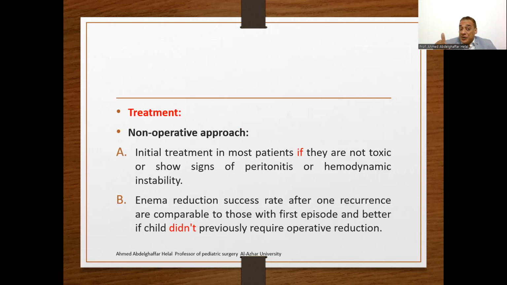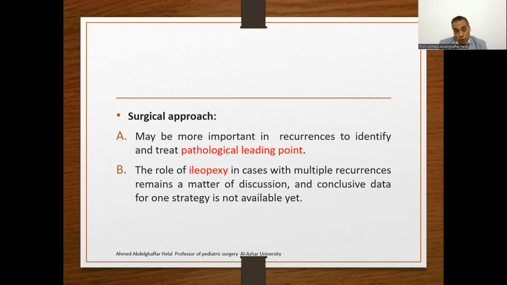Treatment of recurrent intussusception: first, the non-operative approach. This is the initial management, provided that the patient is not toxic, not showing signs of peritonitis or hemodynamic instability. Enema reduction success rate after one recurrence is comparable to that of the first episode, and better if the child didn't previously require operative reduction. The surgical approach may be more important in recurrence to identify and treat a pathological lead point or occult malignancy.